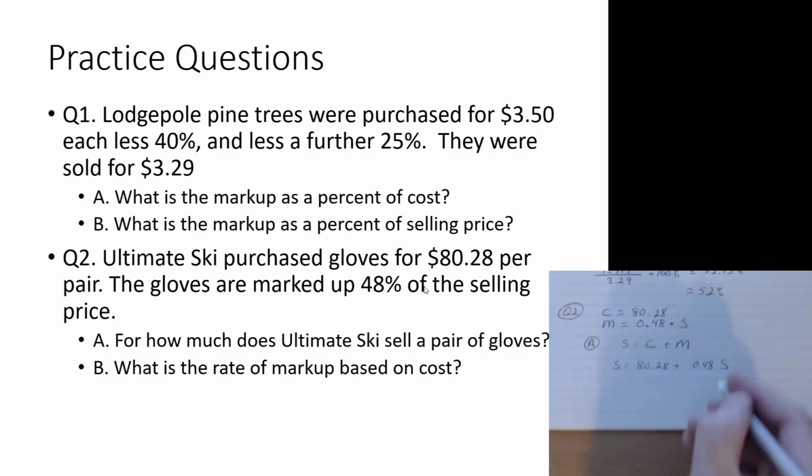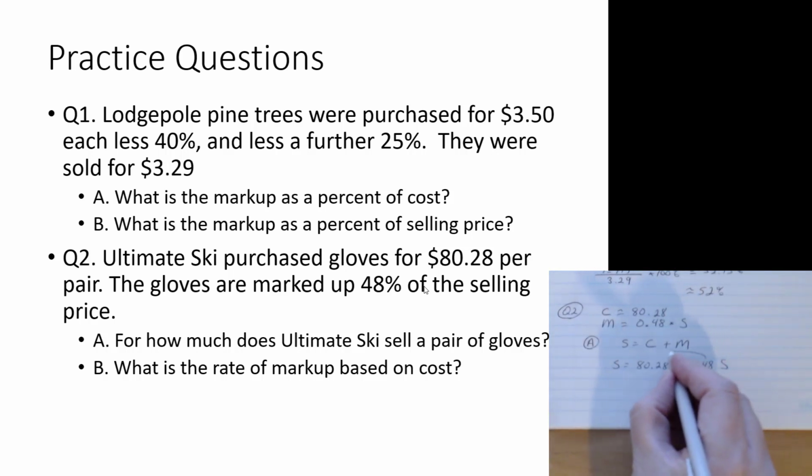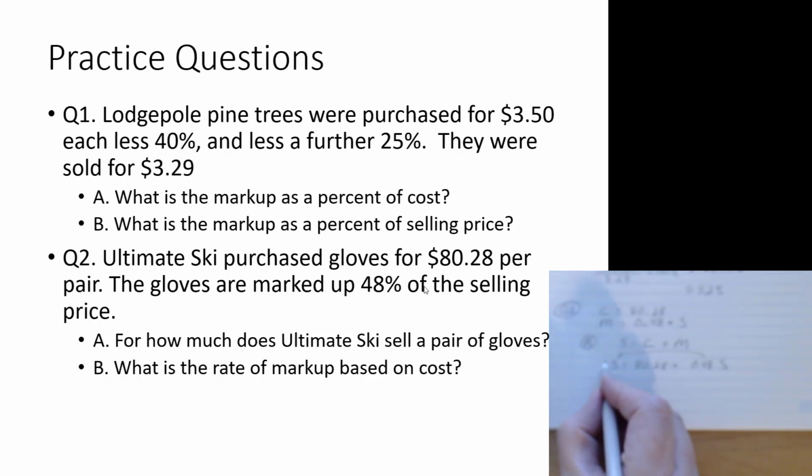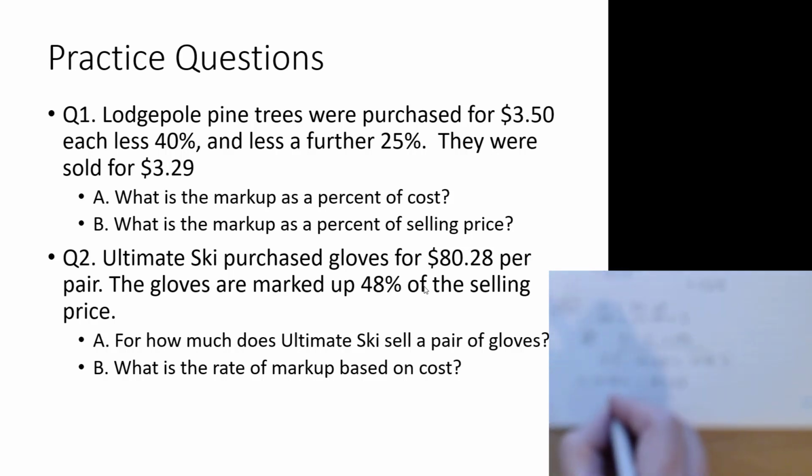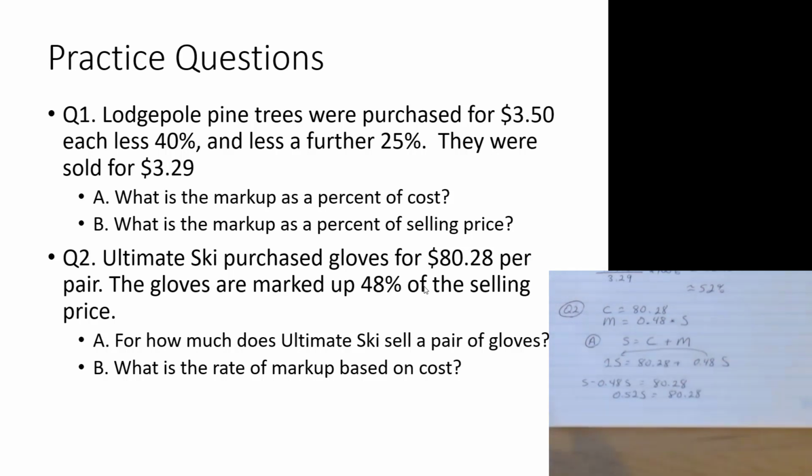All right. So I'm just going to rearrange things a little bit. I'm going to take the 0.48, bring it over to the left-hand side. Just remember there's sort of an implied 1 in front of that S. And so I'm going to have S minus 0.48S equals 80.28. 0.52S equals 80.28. And ultimately S equals $154.38.